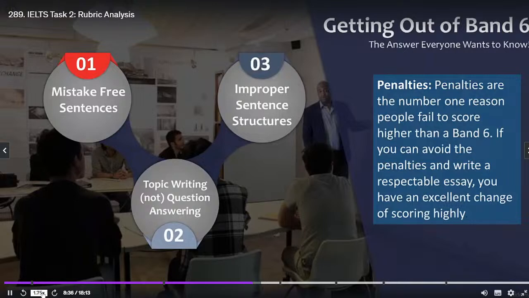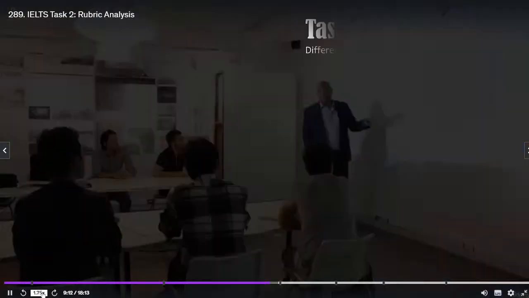And then number 3, improper sentence structures ruin a score. If you want to be able to get out of a band 6, you want to have proper sentence structure. That means complex sentences are written according to standard. The same for compound sentences, conditional sentences, sentences that use a correlative conjunction. You have to write these things correctly, perfectly, in terms of the structure. If you're not doing that, you're not going to get out of a band 6.